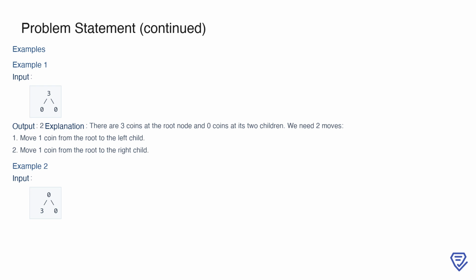Here, we have a binary tree with 3 nodes. The root node has a value of 3, meaning it contains 3 coins, while its 2 children each have a value of 0, meaning they have no coins. To balance the coins, we need to make 2 moves. First, we transfer one coin from the root to the left child, and then we transfer another coin from the root to the right child. After these 2 moves, each node will contain exactly one coin, which matches the requirement. The output for this example is therefore 2, representing the 2 moves needed.